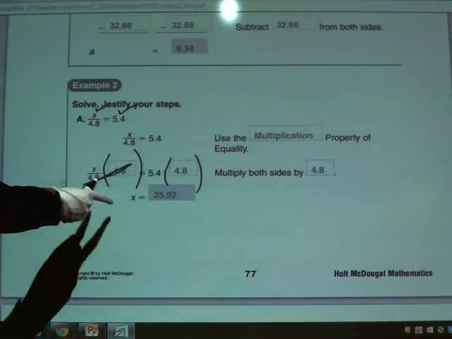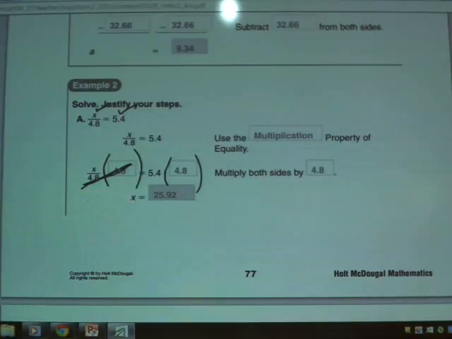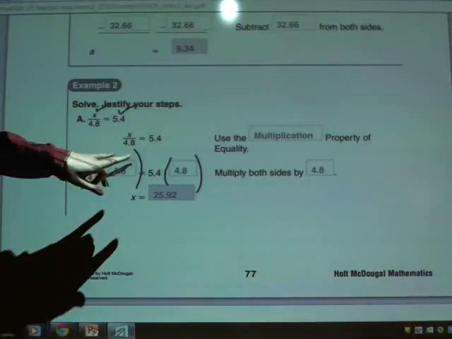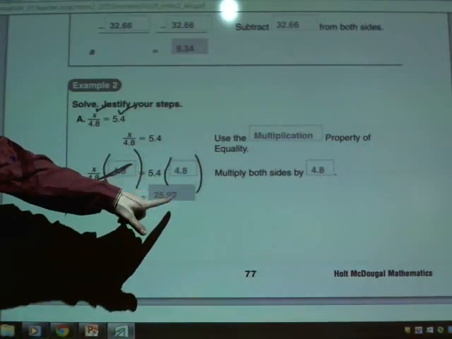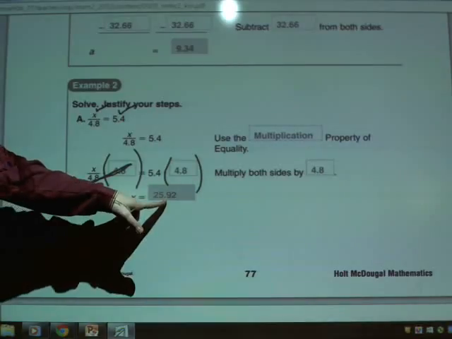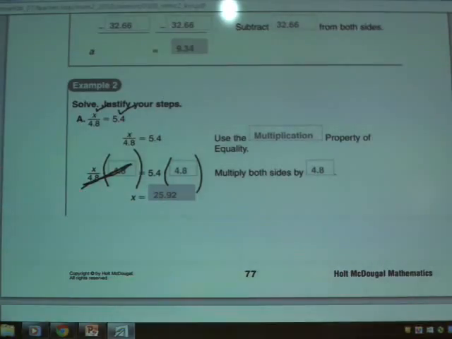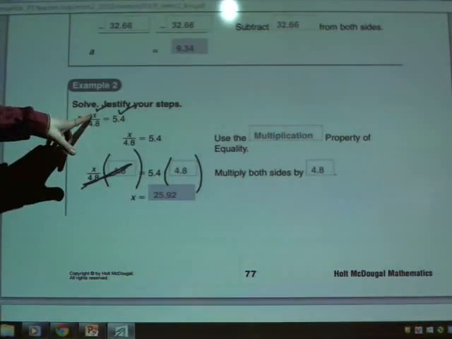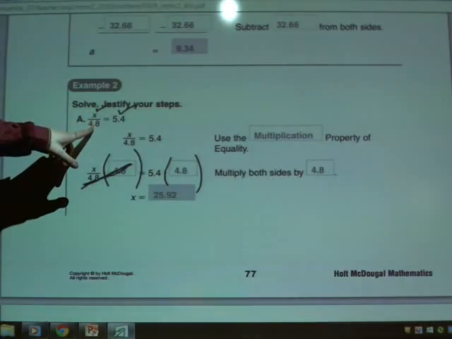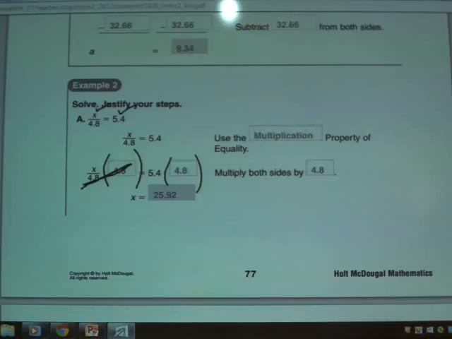Well, that's good because remember, our goal in solving these is to keep that variable all by itself on the left side. On the right side, I've got 5.4 times 4.8, which is 25.92. And we can check that to know that that is the answer by dividing. 25.92 divided by 4.8 is 5.4. Since the other side says 5.4 as well, we know our equation checks, and so our solution must be valid.